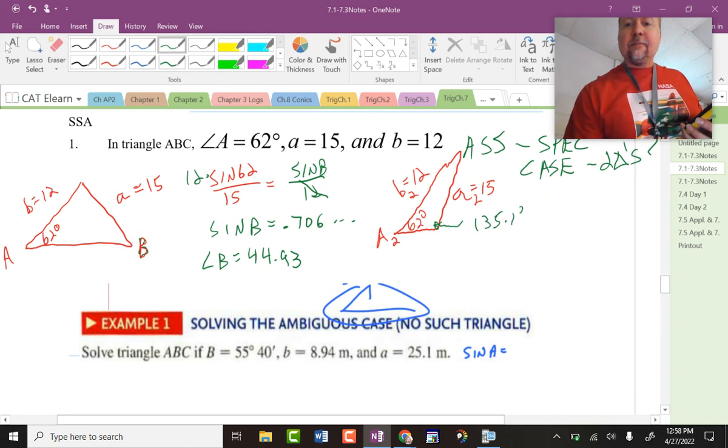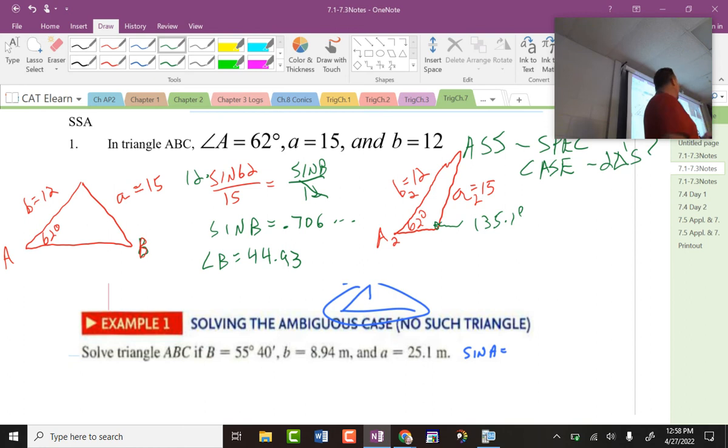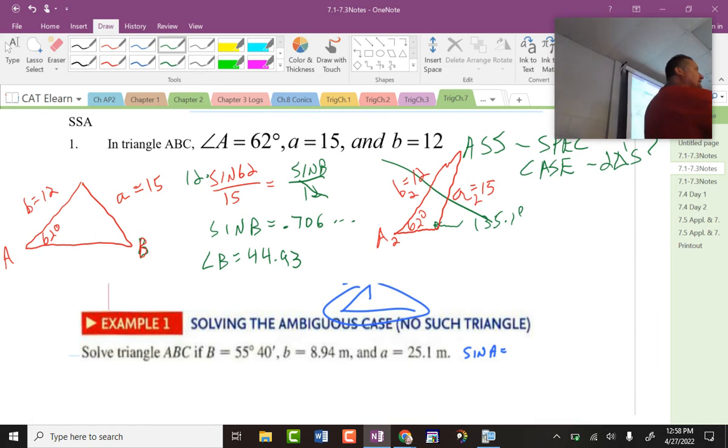135.1 degrees. Now tell me, what's 135.1 plus 62? Well over what angle measure? 180. So you know what that means? There is not enough angle measure to get that third angle. There is not a second triangle. But you still have to go through the test because once you get one with ASS, there may be two. But there isn't. So we're done.